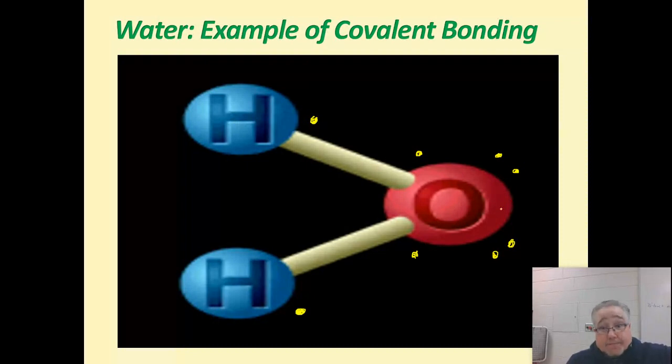Now oxygen has 6. It has 2 in the first, and 6 in the second. So what does oxygen want to do? Does it want to get rid of 6? Or it could gain 2. So it wants to gain 2. So there's a problem here. We've got these 2 hydrogens that both want to gain 1, and then you've got oxygen that wants to gain 2.